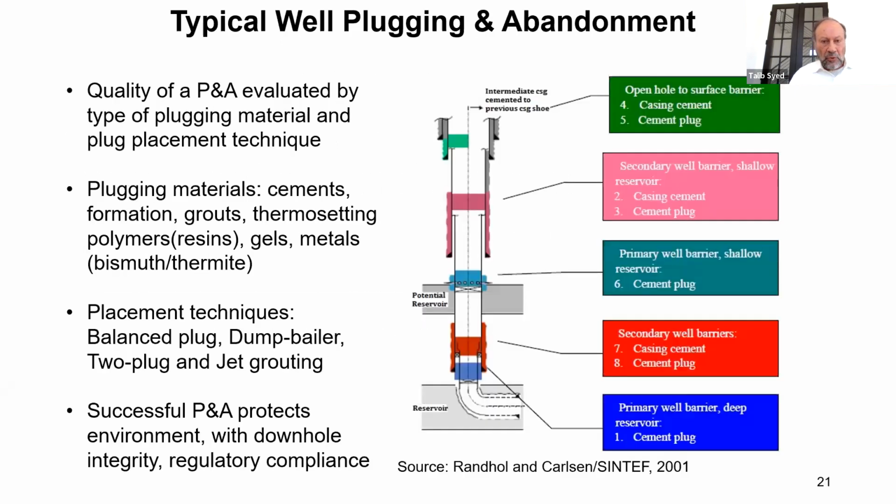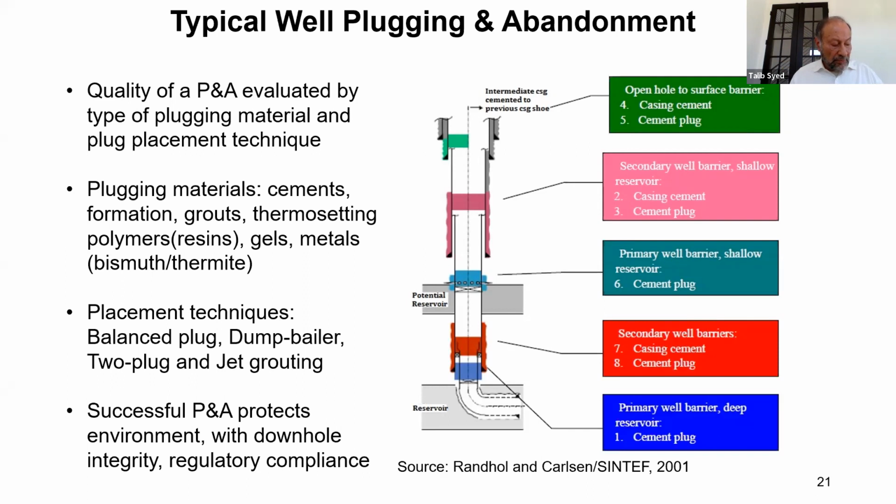We come to the final phase, the P&A phase. The quality for P&A is evaluated by the type of plugging material and plug placement techniques. Historically, of course, you had cements, but now with the long-term 1,000-year timeframes, new materials are being looked at. Bismuth alloys, thermite that provide gas-tight seals. They've been tested in Oklahoma, Alaska, and the North Sea.